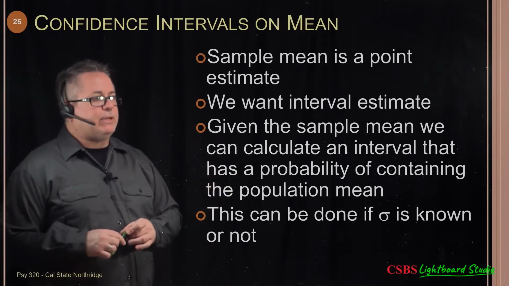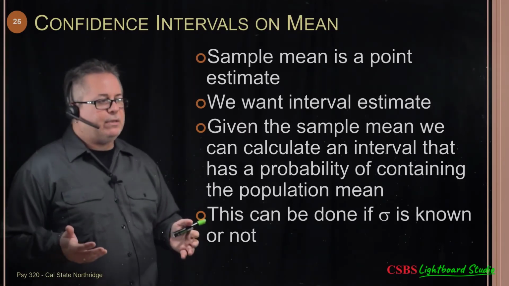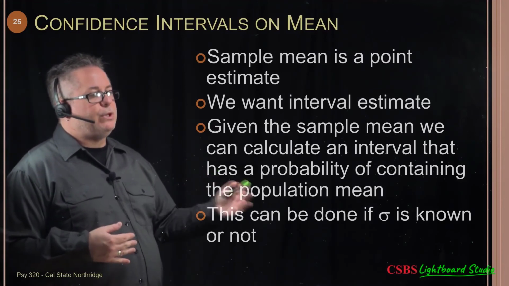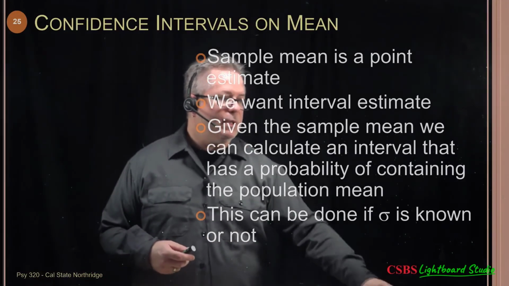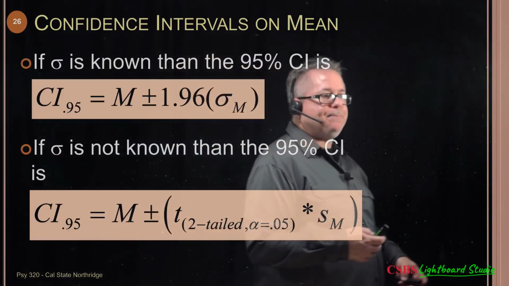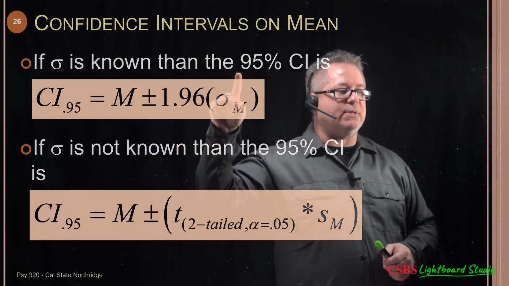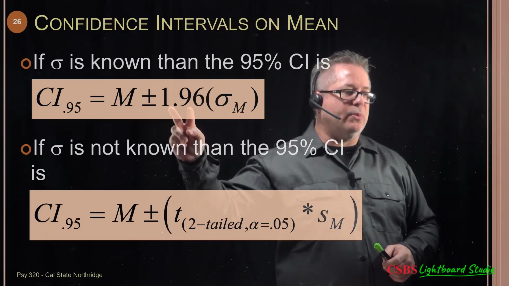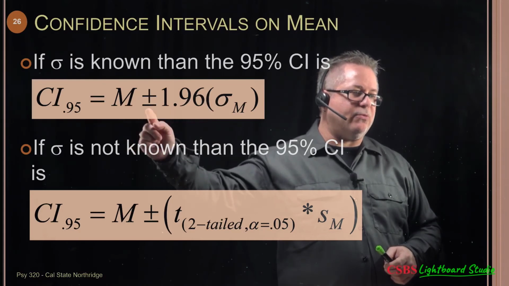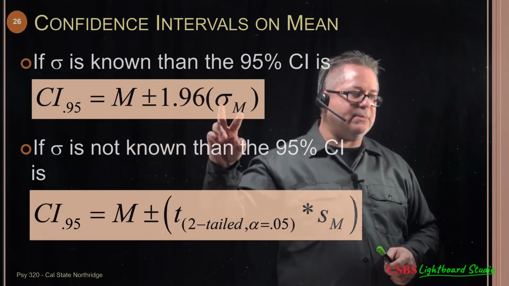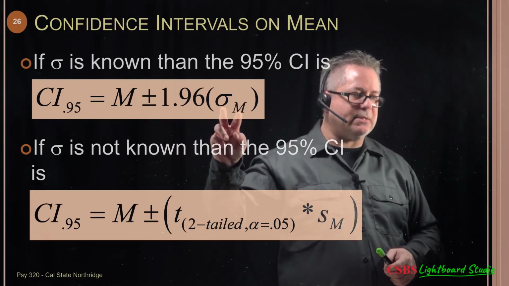Given the sample mean, we can calculate an interval that has a probability of containing the population mean, and this can be done whether we know sigma or not. We can do either based on z or based on t. If sigma is known, then we can use our 1.96, which corresponds to the middle 95% of the distribution. We take our sample mean, and we add and subtract that 1.96 times the standard error we get from our one sample z-test.